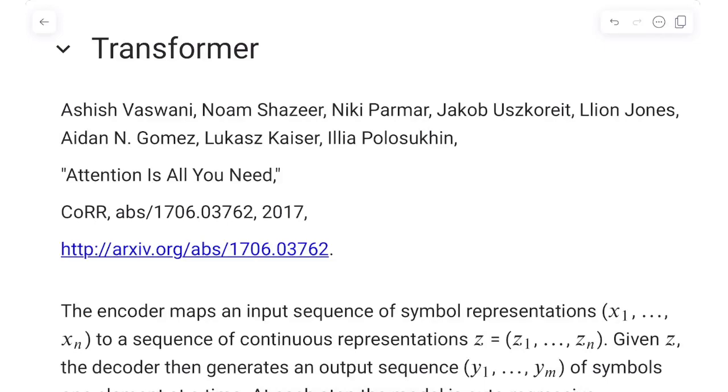Hello. The next topic we're going to discuss is transformer. Here's the original research paper. The title is "Attention Is All You Need." That is because in transformer there's a very important structure called attention, and they use attention to analyze the sequence data.